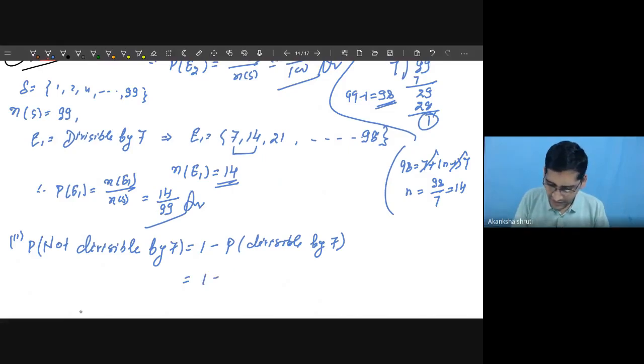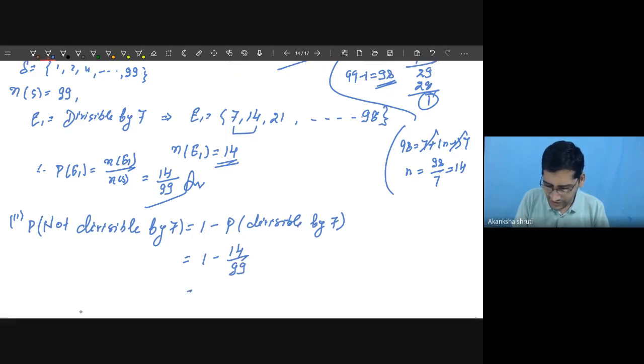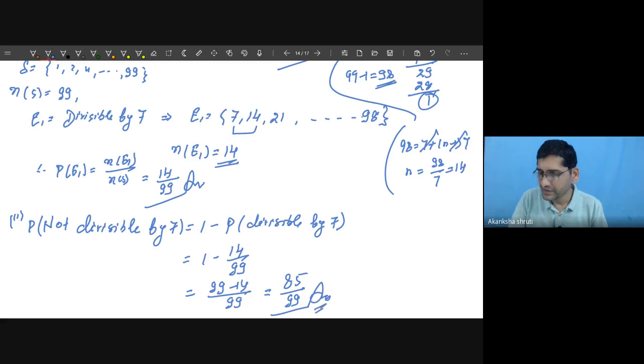So it is 1 minus 14 by 99. It's so simple even to subtract. It is like 99 minus 14 by 99. Subtracting this, we get 85 by 99. It is so simple. Okay. So these are the ways that we shall apply.